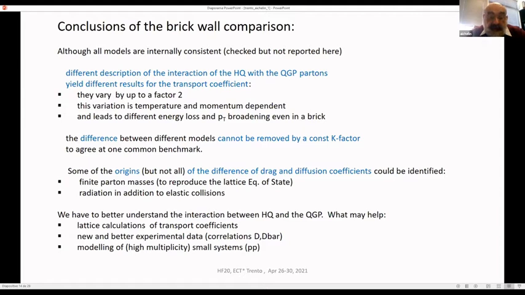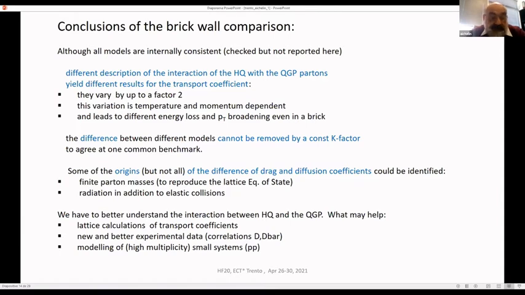Now, the origin of the drift and diffusion coefficients is not completely evident. Some of the origin we could identify: the finite parton masses to reproduce the lattice equation of state, and the radiation in addition to the elastic collisions. So if we want to better understand the interaction, we have to do something else. We have either to ask our lattice colleagues to give us better transport coefficients in the kinematical regime we would like to have. Very complicated.